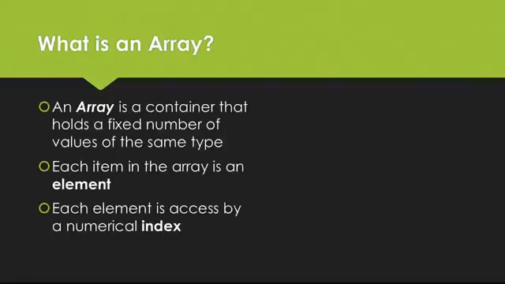First, let's start out with what is an array. An array is nothing more than a container holding a fixed number of values of the same type. So it's just like a variable, only think of it as multiple variables, all contiguous, and they hold the same type of data. Arrays are indexed by element.